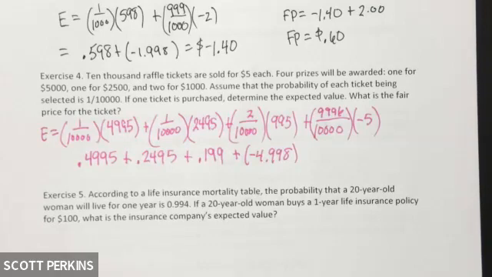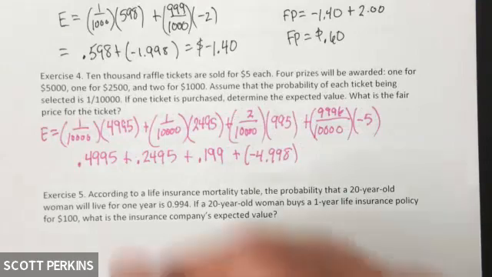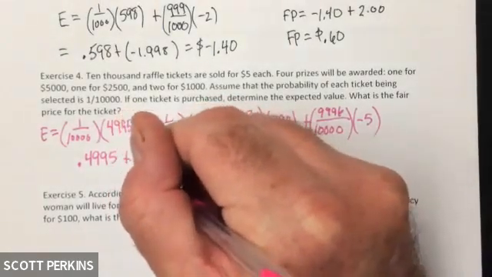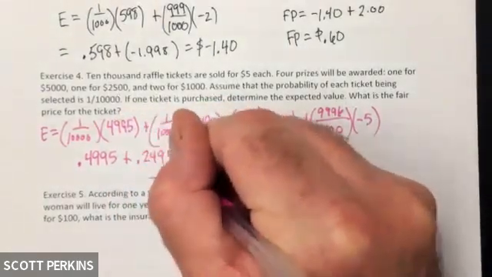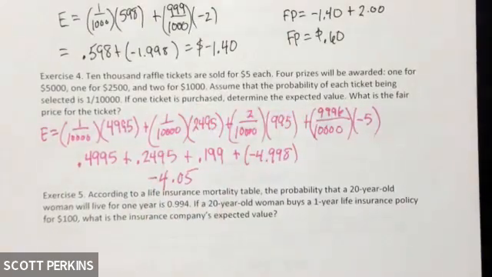And now I'm just adding those numbers together. Maybe you're doing the same thing. And it turns out the expected value is -$4.05.